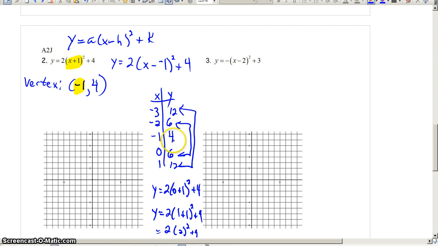Let's just graph -1, 4, 1 to the left, up 4. 0, 6 would be over here. We'd be at -2, 6 would be over here. 1, 12. Well, if this is 7, 8, maybe even right here, this would be sufficient just to have a quick graph. It would look something just like so. Axis of symmetry goes right down the middle of your vertex. The axis of symmetry would be the equation x equals -1.